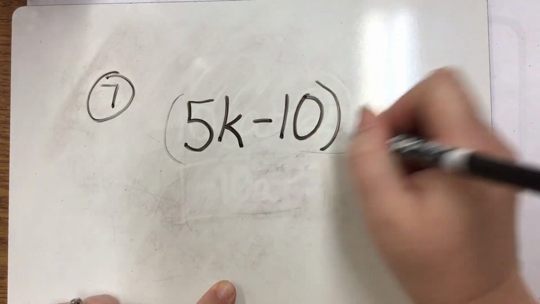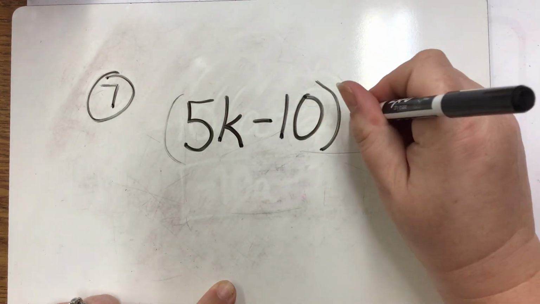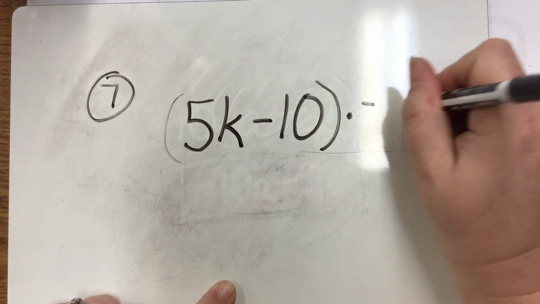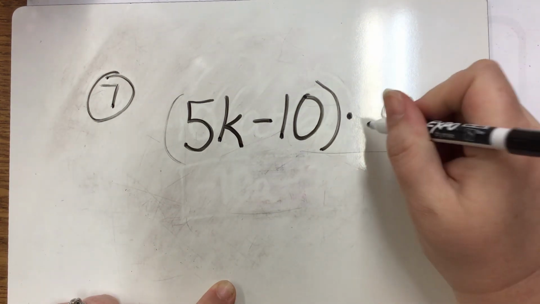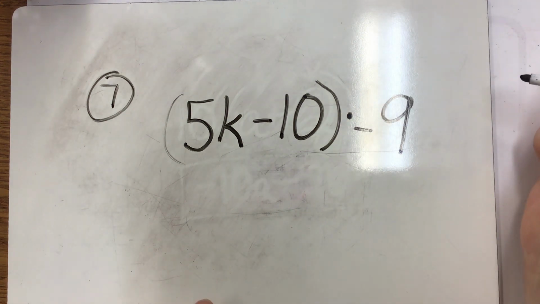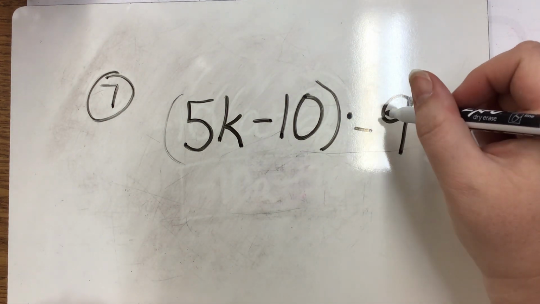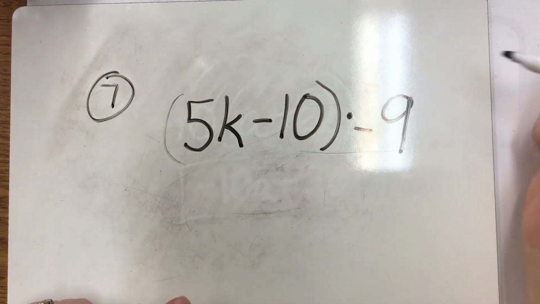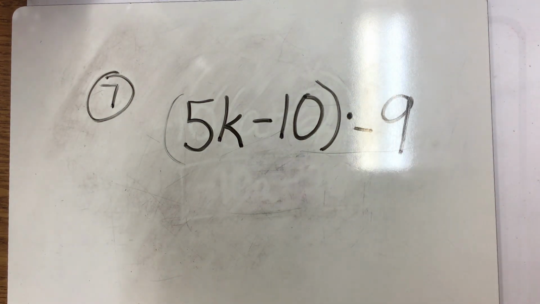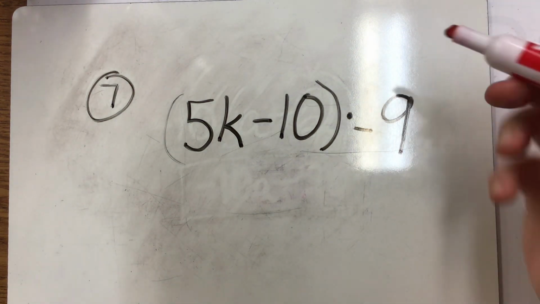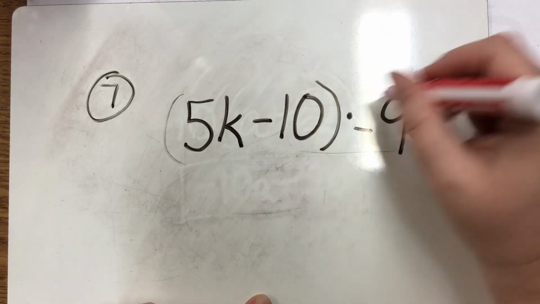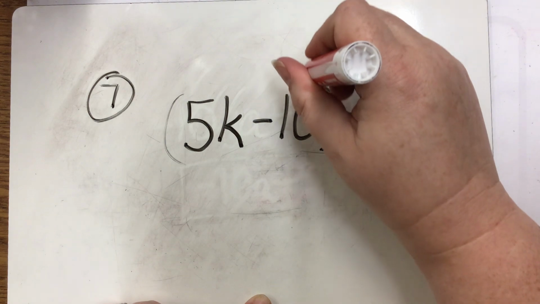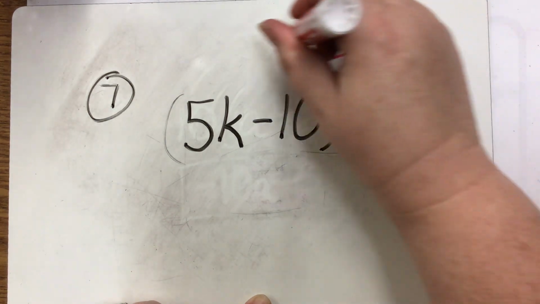Sorry, that's in parentheses. But then we have times -9. That's not confusing at all. Okay? Now, the thing is with multiplication, remember, it doesn't matter what order anything is in. So we're just going to multiply. Multiply means right next to the parentheses. So we're going to do the exact same thing, and we're going to do it backwards.